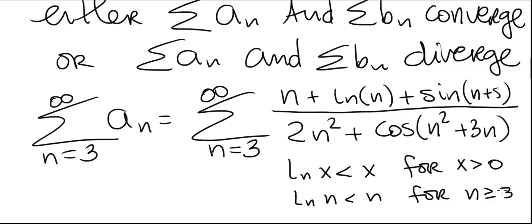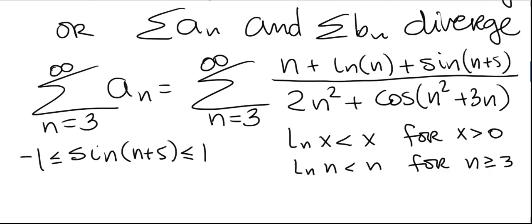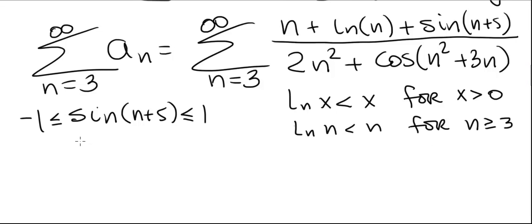And also you have to remember that sine of anything, in particular sine of n plus 5, is always less than or equal to 1 and greater than or equal to minus 1. Sine can't be larger than 1 or smaller than minus 1. It's confined to be between those values for anything we put in it. Similarly, cosine of n squared plus 3n is always less than or equal to 1 and greater than or equal to minus 1.